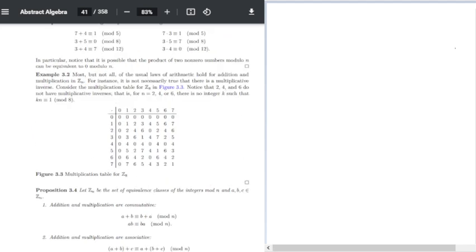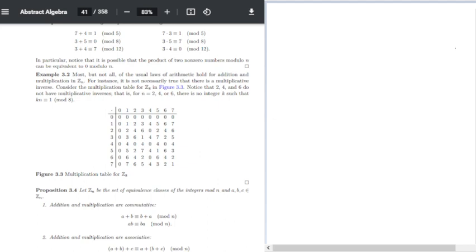In particular, notice that it is possible for the product of two non-zero numbers, modulo n, to be equivalent to 0 modulo n. This is a very big deal, but I'm not going to go over it any more than the book is now, because it will unveil itself over time how important that fact is. Example 3.2.